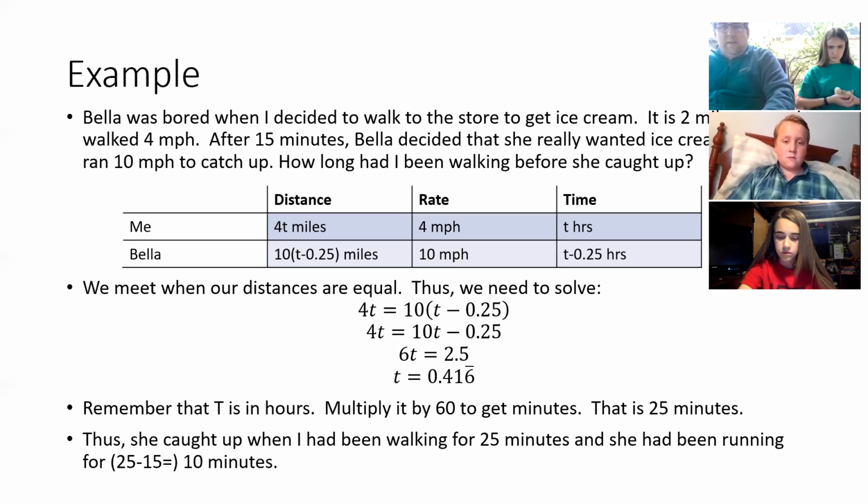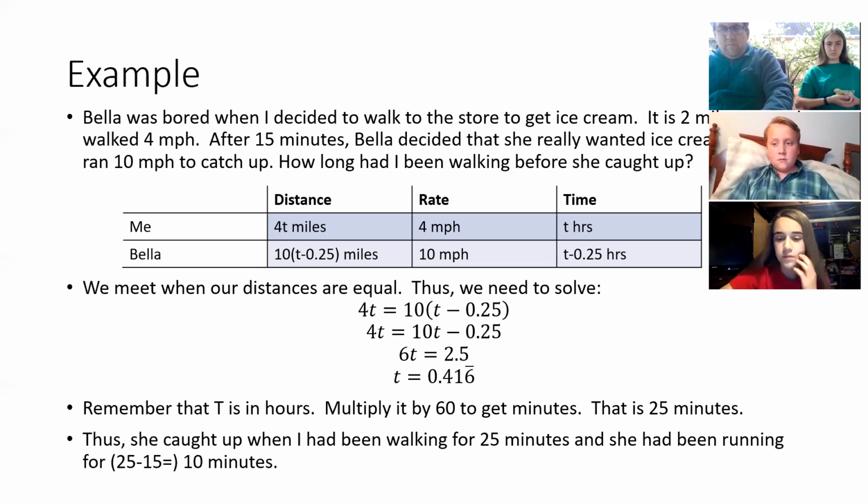So what is 25 minutes? It means I've been walking for 25 minutes. And since Bella started 15 minutes after me, she had been running for 10 minutes. That's when she caught up. That's when our distances were the same. Okay. You got it? Any questions, Mark, Rosie? Nope. Okay, that's it. That's what these are.